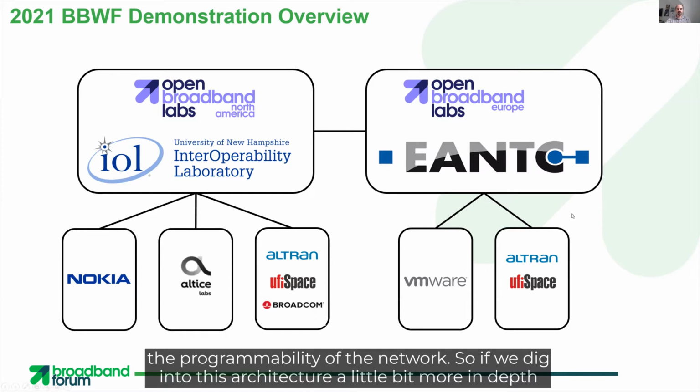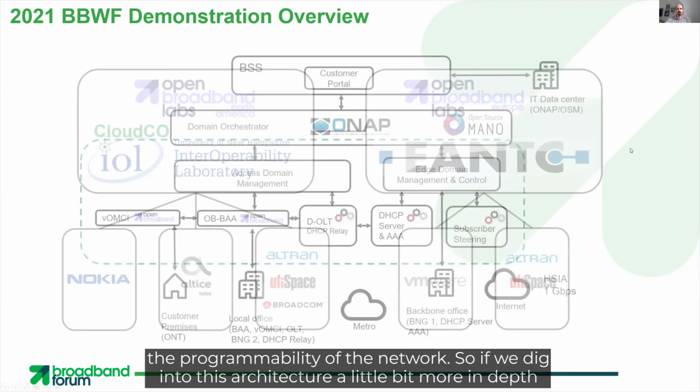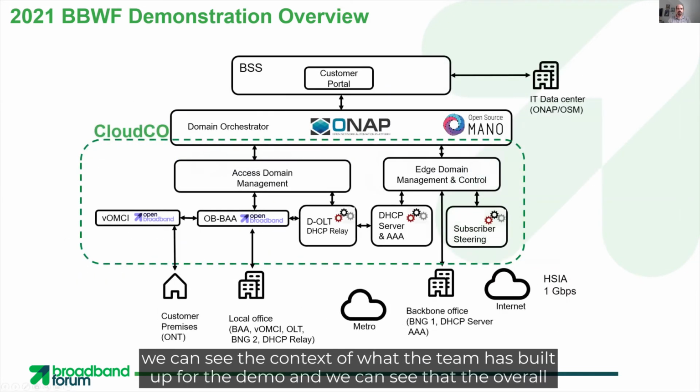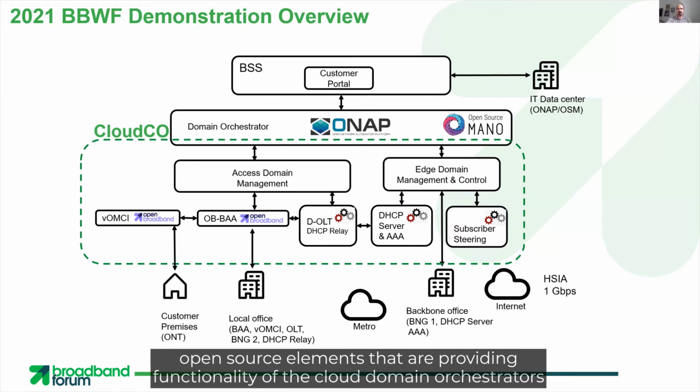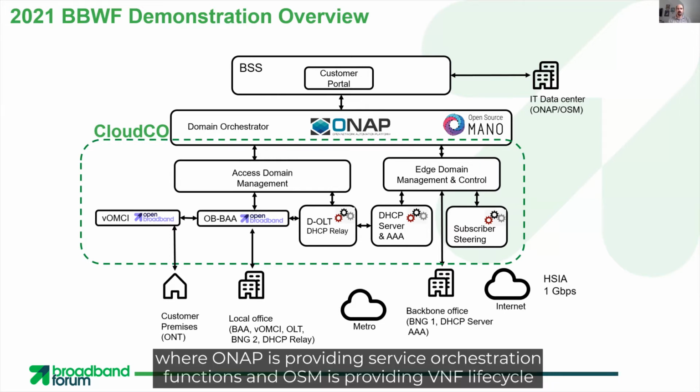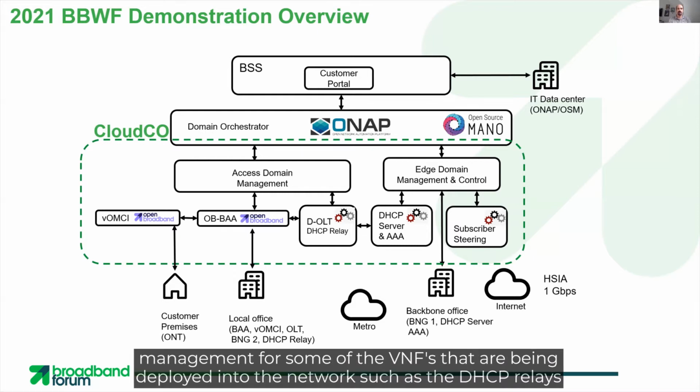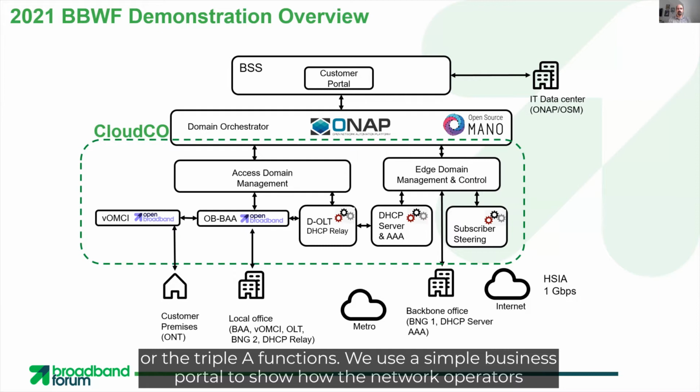So if we dig into this architecture a little bit more in depth, we can see the context of what the team has built up for the demo, and we can see that the overall layered structure of the CloudCO architecture remains. At the top level here, we have ONAP and OSM open source elements that are providing the functionality of the cloud domain orchestrators, where ONAP is providing service orchestration functions, and OSM is providing VNF lifecycle management for some of the VNFs that are being deployed into the network, such as the DHCP relays or the AAA functions.